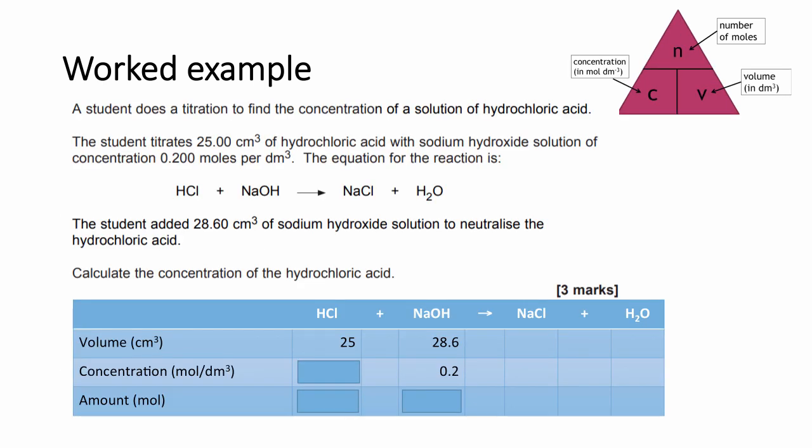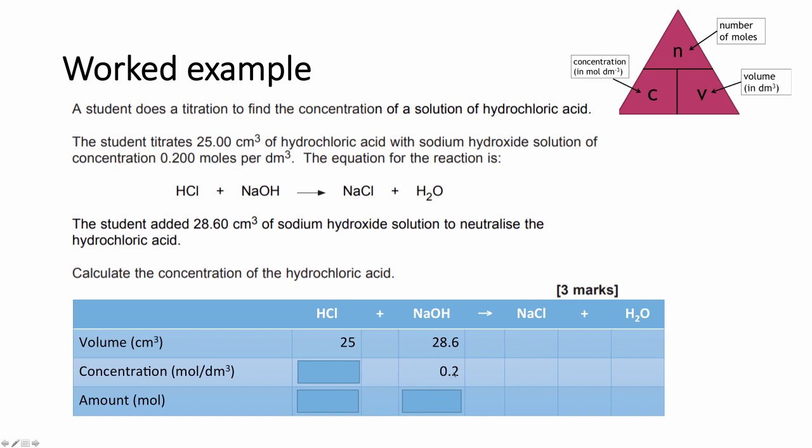A new worked example: a student does a titration to find the concentration of a solution of hydrochloric acid. The student titrates 25 cm cubed of hydrochloric acid with sodium hydroxide with a concentration of 0.2, and the equation shows that 1 mole of HCl reacts with 1 mole of sodium hydroxide. The student had to add 28.6 centimetres cubed of sodium hydroxide. So I've organised this information again into a simple table, with my two volumes and the concentration of sodium hydroxide.